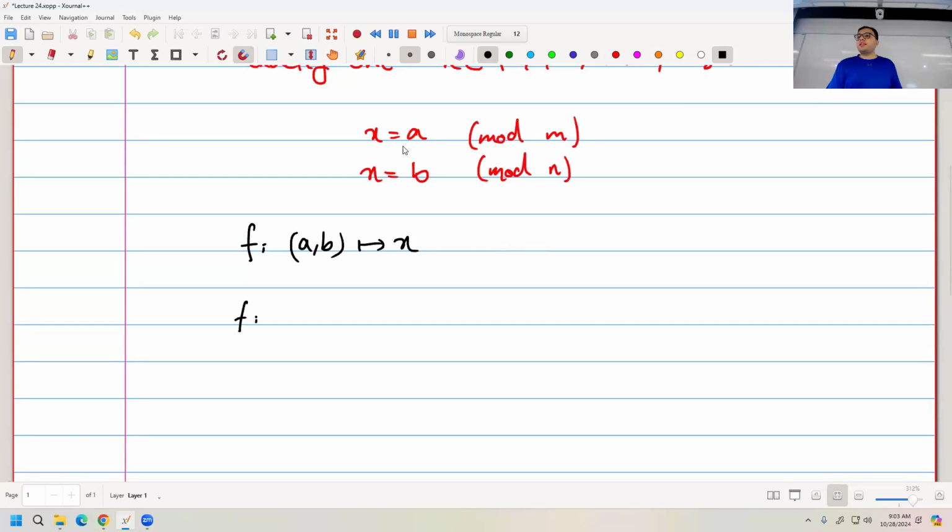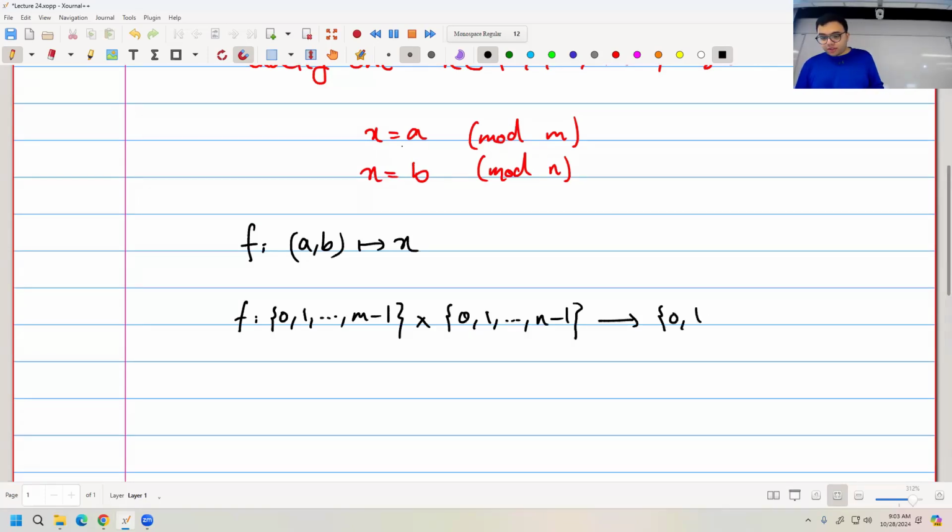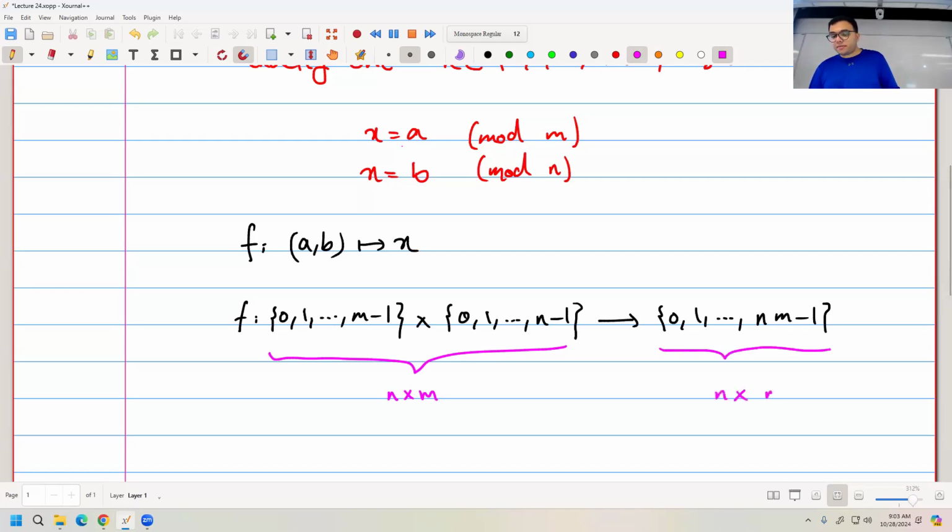What is a? A is a number between 0 to m minus 1. Okay, so I have 0, 1 to m minus 1. That's the domain of A. What is B? B is just a number between 0 to n minus 1. Okay, and I'm mapping to what? I'm mapping to numbers from 0 to nm minus 1. So how many elements do I have on this side? N times m. How many elements do I have on this side? Also n times m.